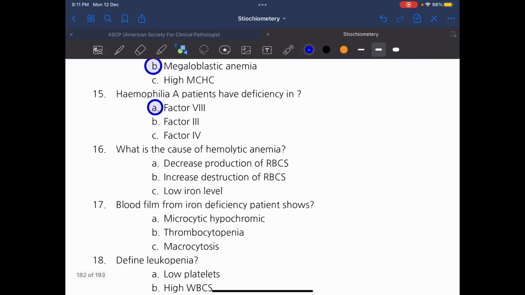What is the cause of hemolytic anemia? Decreased production of RBCs, increased destruction of RBCs, or low iron level. The cause of hemolytic anemia is increased destruction of RBCs. So the correct answer is B.